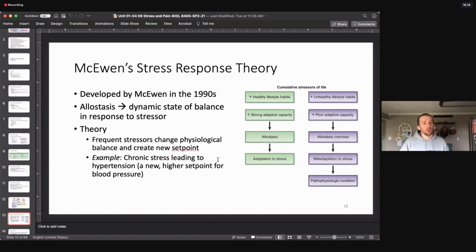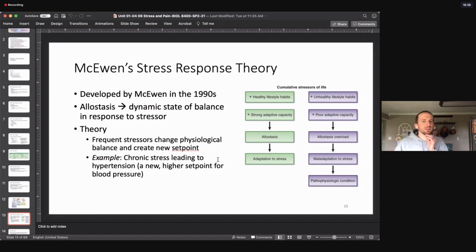Now, Selye's response is not the only one. McEwen's stress response theory is also available. It's actually much more recent. I think it was developed in the mid-90s. It is an example of allostasis, which is the idea that a stress response is not just a set series of events based on whether the stressor was there or not.